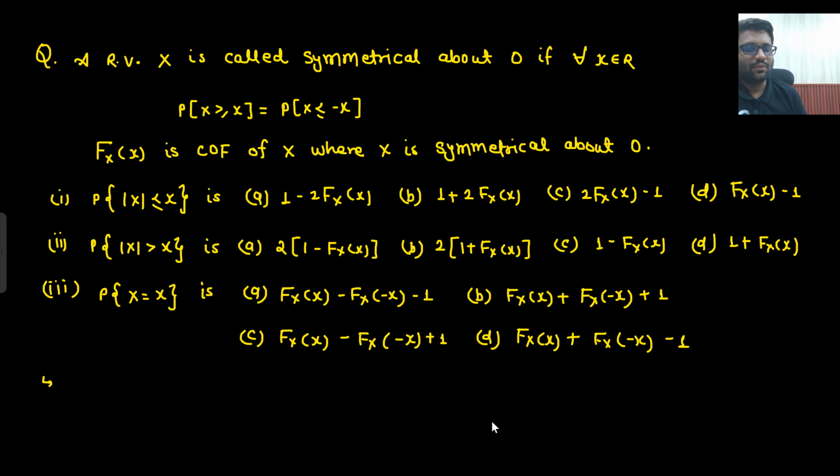A random variable x is called symmetric about 0 if this is the condition. If this is the condition, then random variable x will be symmetric. Now Fx of x is the CDF of x where x is symmetric about 0. So your random variable x is symmetric about 0, that means this condition is satisfied. Now you need to find out the probability of mod of x being less than or equal to x.